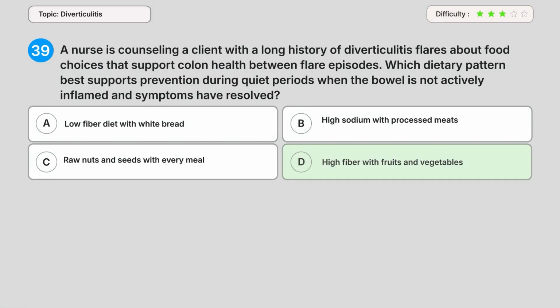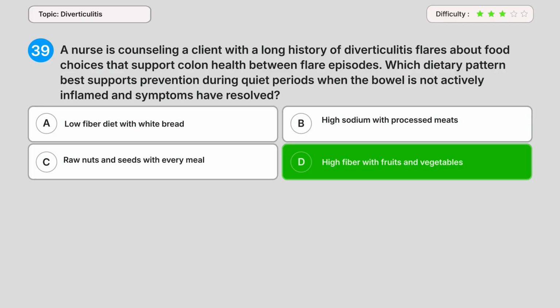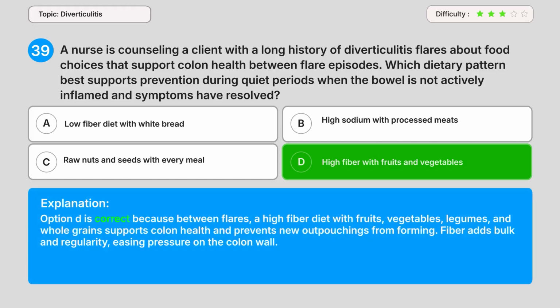Correct answer: D. High fibre with fruits and vegetables. Explanation: Option D is correct because between flares, a high fibre diet with fruits, vegetables, legumes, and whole grains supports colon health and prevents new outpouchings from forming. Fibre adds bulk and regularity, easing pressure on the colon wall.